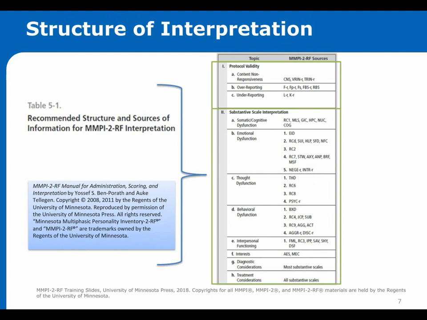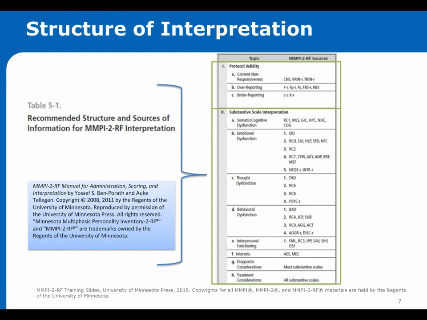Content non-responsiveness reflects protocol validity issues unrelated to the content of the test, and these are going to be issues such as non-responding, random responding, and various forms of acquiescent or counter-acquiescent responding. Over-reporting is going to reflect exaggeration of psychological, somatic, or cognitive problems, and under-reporting reflects the minimization or denial of psychological issues.